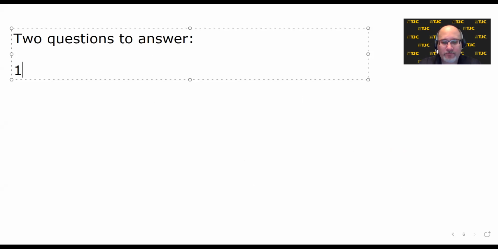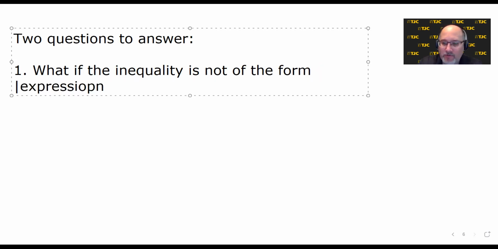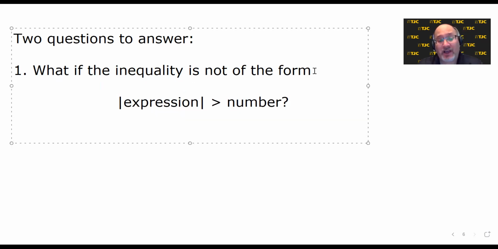Number 1, what if the inequality is not of the form absolute value of an expression is greater than a number? Well, we kind of already know the answer to that because we saw it previously where we would just manipulate things until it got to that form.